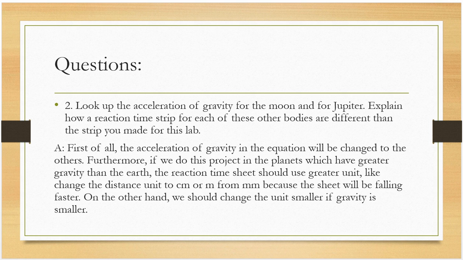First of all, the acceleration of gravity in the equation will be changed to the other values. Furthermore, if we do this project on a planet which has greater gravity than the Earth, the reaction time sheet should use a greater unit, like changing the distance unit from mm to cm or m, because the sheet will be falling faster. On the other hand, we should change to a smaller unit if gravity is smaller.